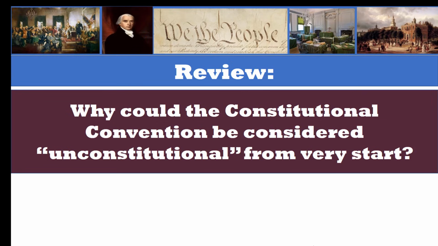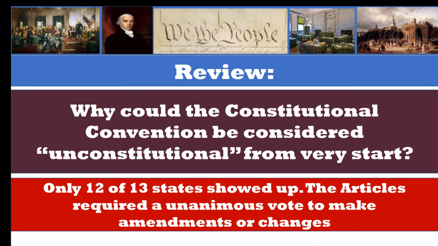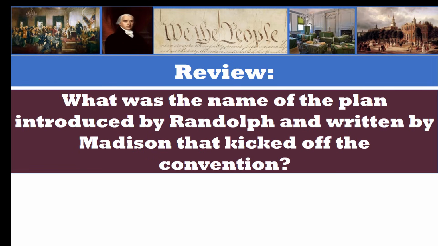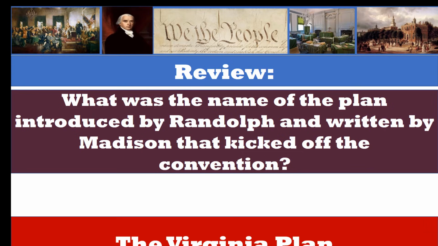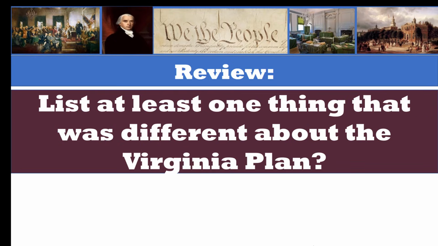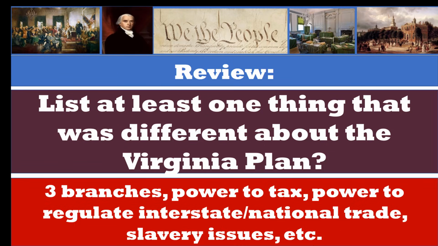Why could the Constitutional Convention be considered unconstitutional from the very start? Well, only 12 of 13 states showed up, and the Articles required a unanimous vote to make amendments or changes. What was the name of the plan introduced by Randolph and written by Madison that kicked off the convention? The Virginia Plan. List at least one thing that was different about the Virginia Plan from the Articles of Confederation. Well, it had 3 branches. It had the power to tax, the power to regulate interstate and international trade, slavery issues.